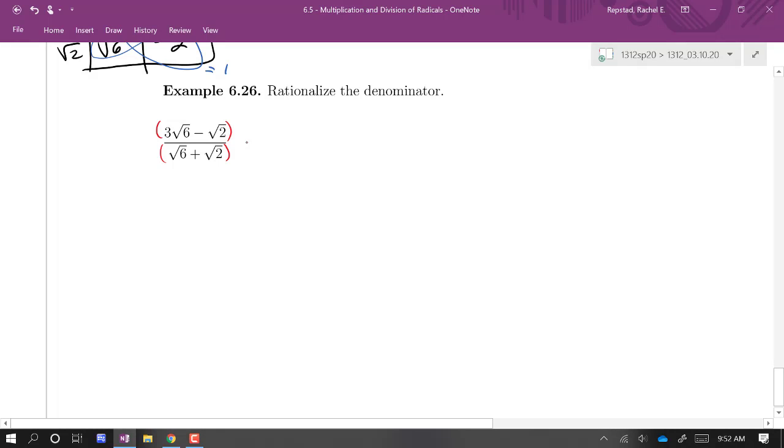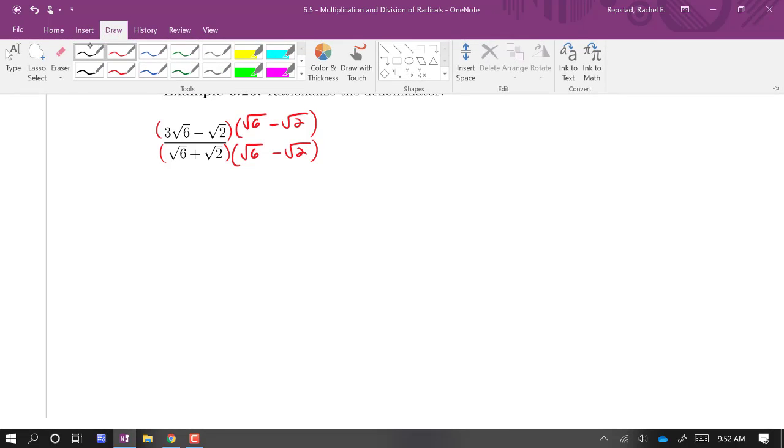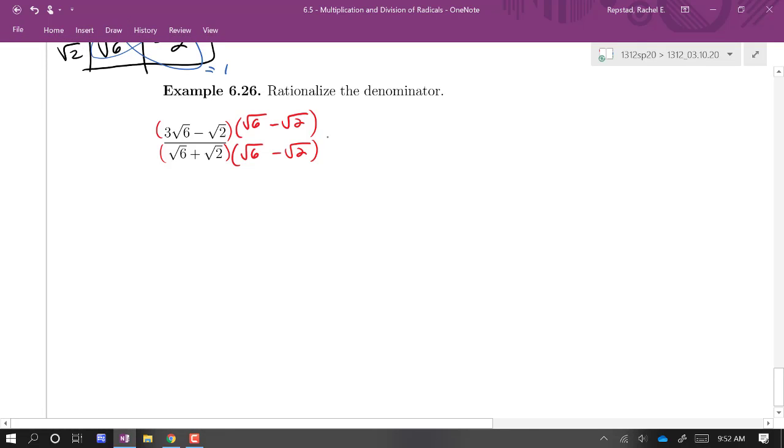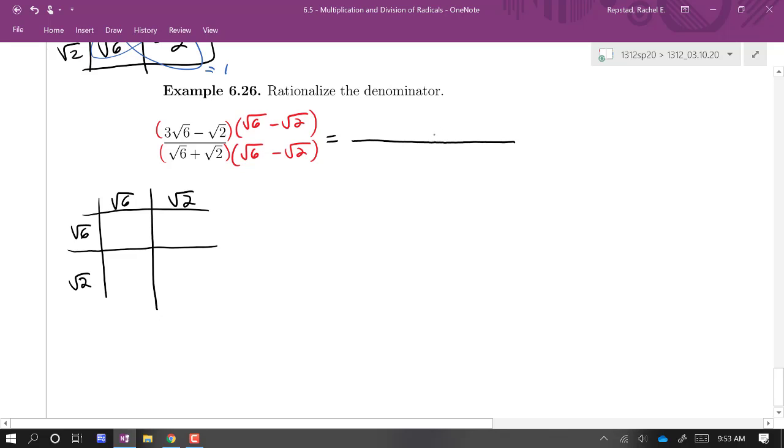Yeah, the conjugate. So this time we're starting with root 6 plus root 2, so that conjugate is root 6 minus root 2 on the top and the bottom. Now we could set up the grid to find that product on the bottom, and I'll do that, but you might already know what we're going to get, because that is how the difference of squares factors if my perfect squares are 6 and 2. So we should get 6 minus 2, or 4.